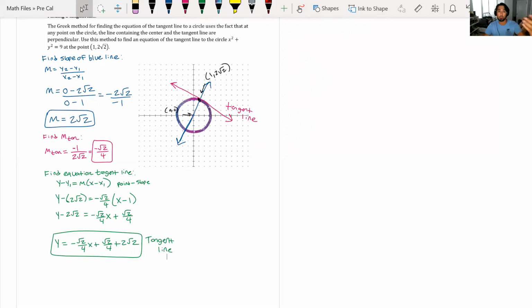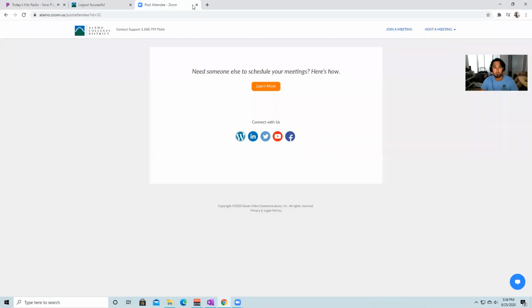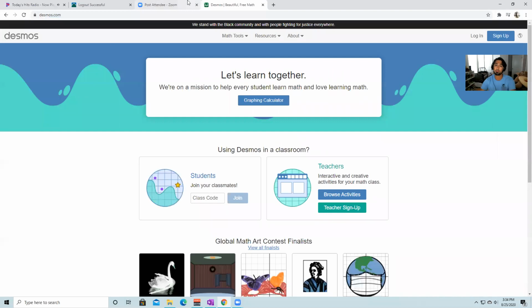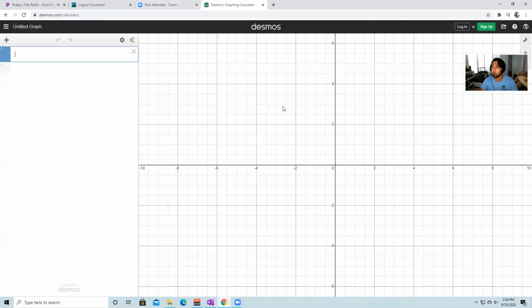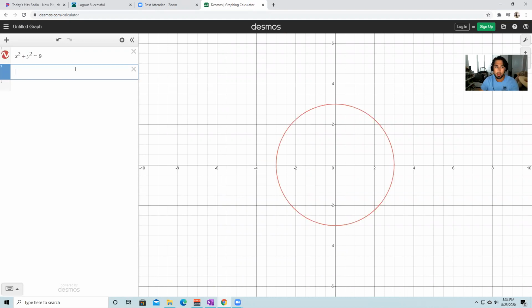Actually, I want to show an actual representation of this graph. So I'm going to go to my screen and go to Desmos. This is Desmos.com. If you've never seen it before, it graphs for you. It's pretty awesome. And I'm going to type in the circle they gave us, x squared plus y squared equal to 9. There's the circle. I'm going to type in that point, 1, 2 square root 2, which you see is right on the circle there.